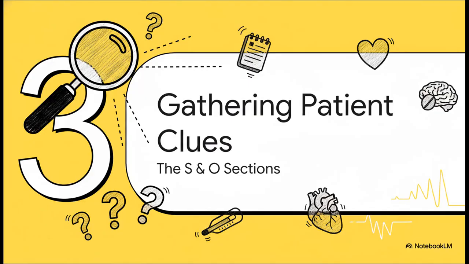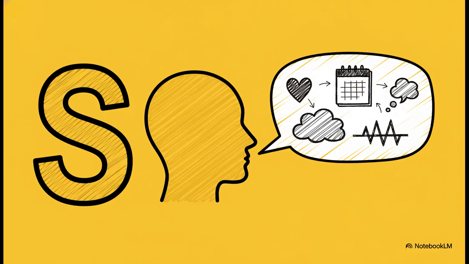We're going to start with the first 2 letters, S and O. I want you to think of this part as the investigation phase. This is where you're gathering all the clues you can about the patient's condition. S is for subjective. This is everything the patient tells you. It's their story. It's their personal experience, their symptoms, how they're feeling, their history, all of it, in their own words. It's the narrative, and the key here is to capture their perspective as accurately as you possibly can.